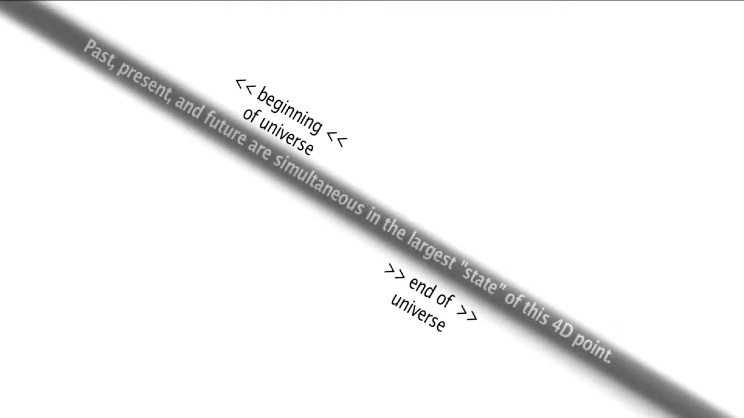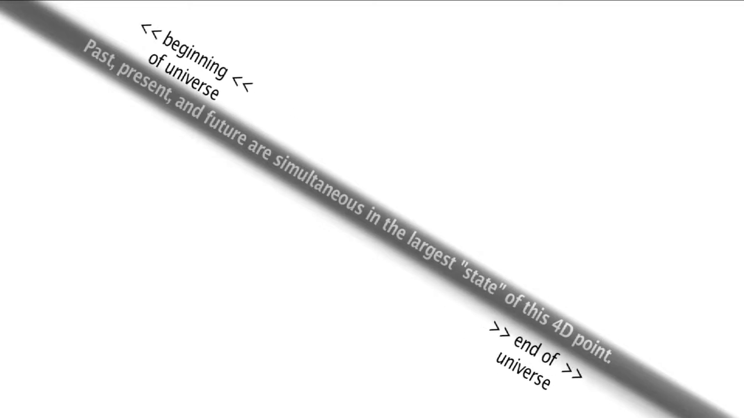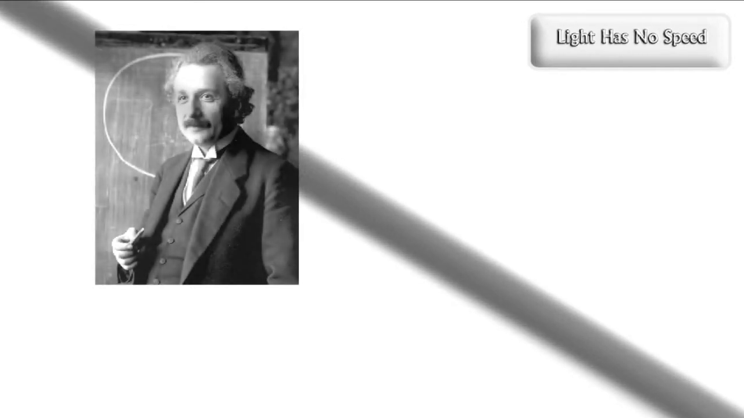The point would reach from the beginning to the end of the universe in the same way that a photon traveling at the speed of light would perceive itself to be simultaneously emitted from a distant star and arriving at an observer's retina. This is an important concept we looked at in Light Has No Speed. It also ties nicely to something Einstein said a number of times.